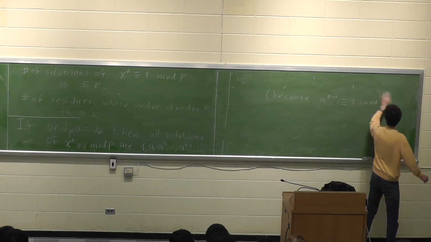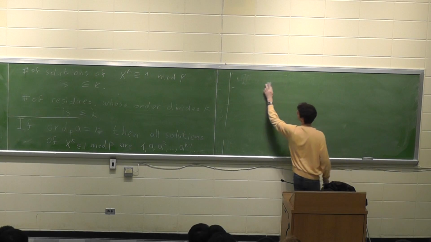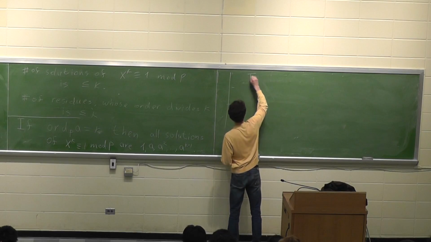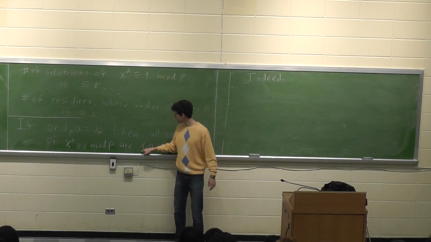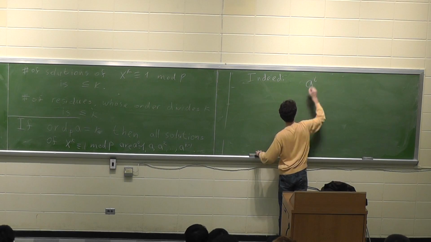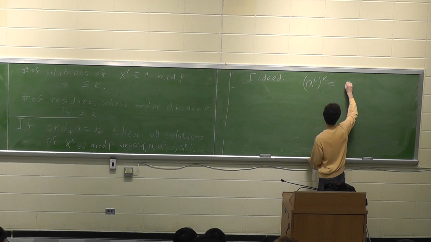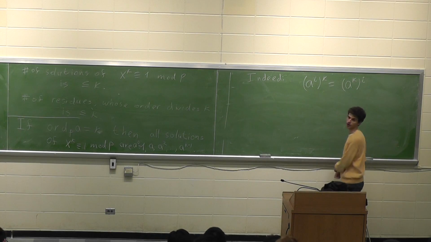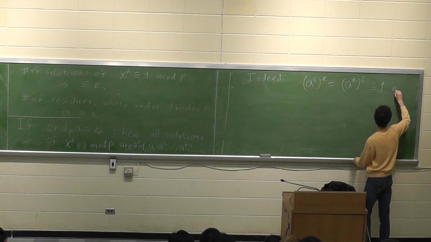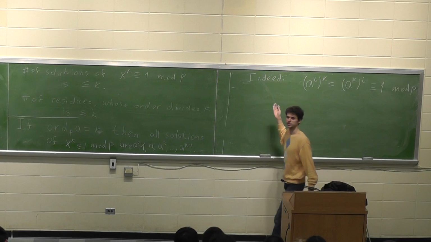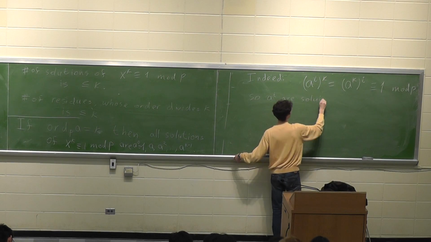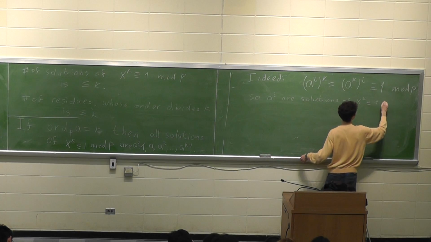Indeed, it is obvious that each one of these numbers is a solution. If you take each one of these numbers, a to some power, and raise it to power k, well, I can take even this number 1 and write it as a to the power 0. So if you take a to the power i and raise it to the power k, you get the same thing as you would get if you first raise a to power k and then raise the result to power i. But this a to the power k is 1 by assumption. The order of a is equal to k. So these numbers a to the power i are indeed solutions of x to the power k congruent to 1 modulo p.